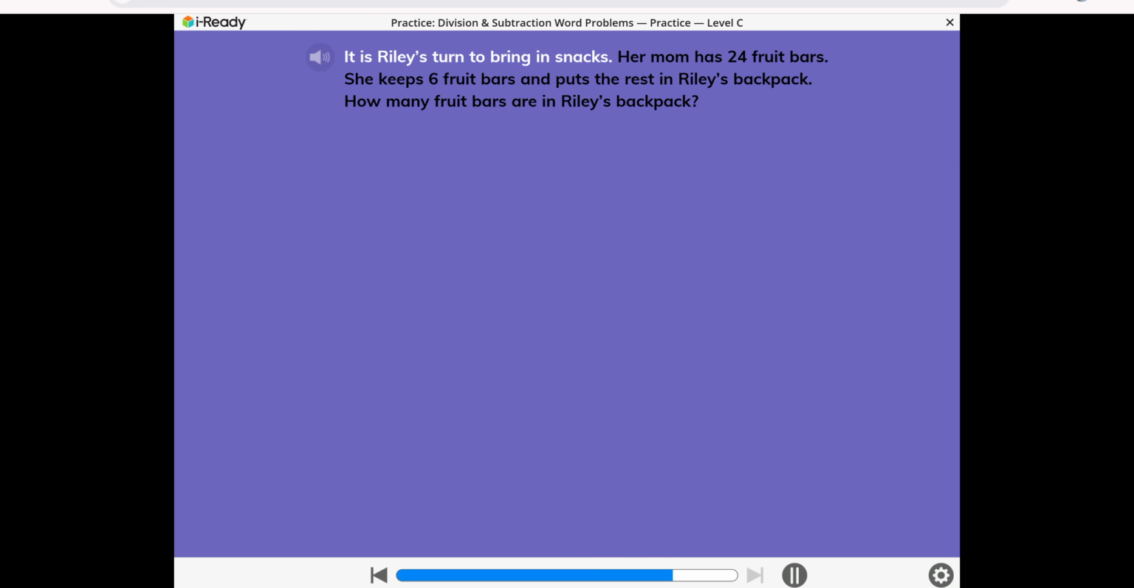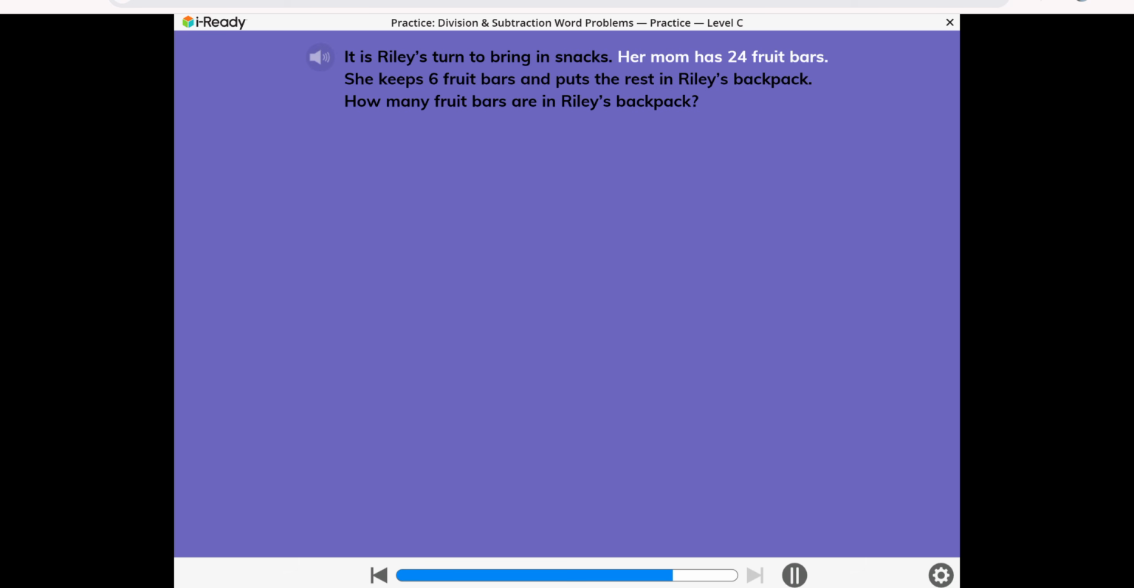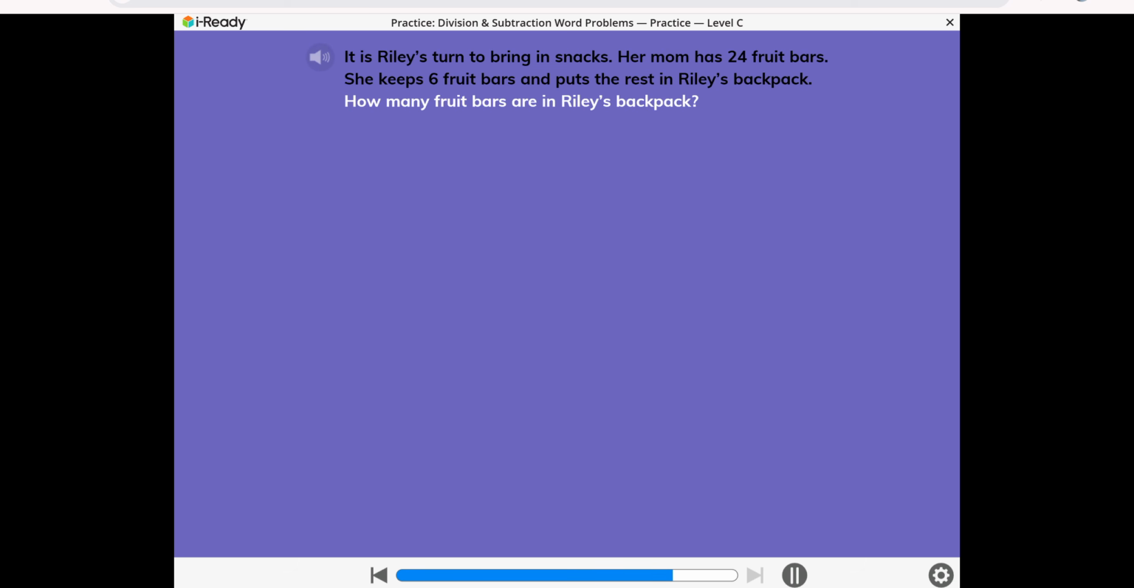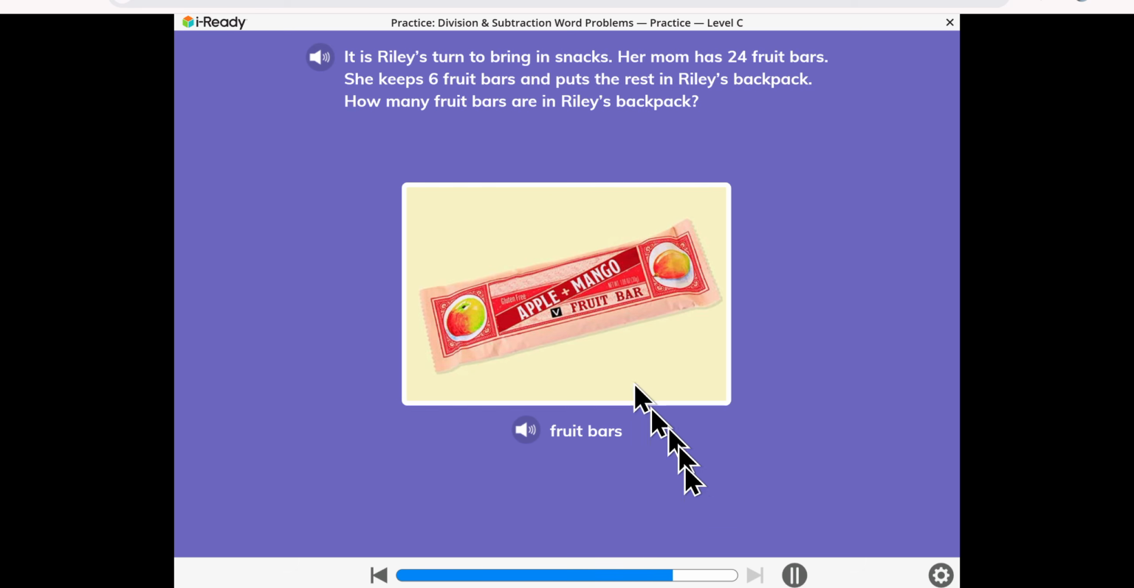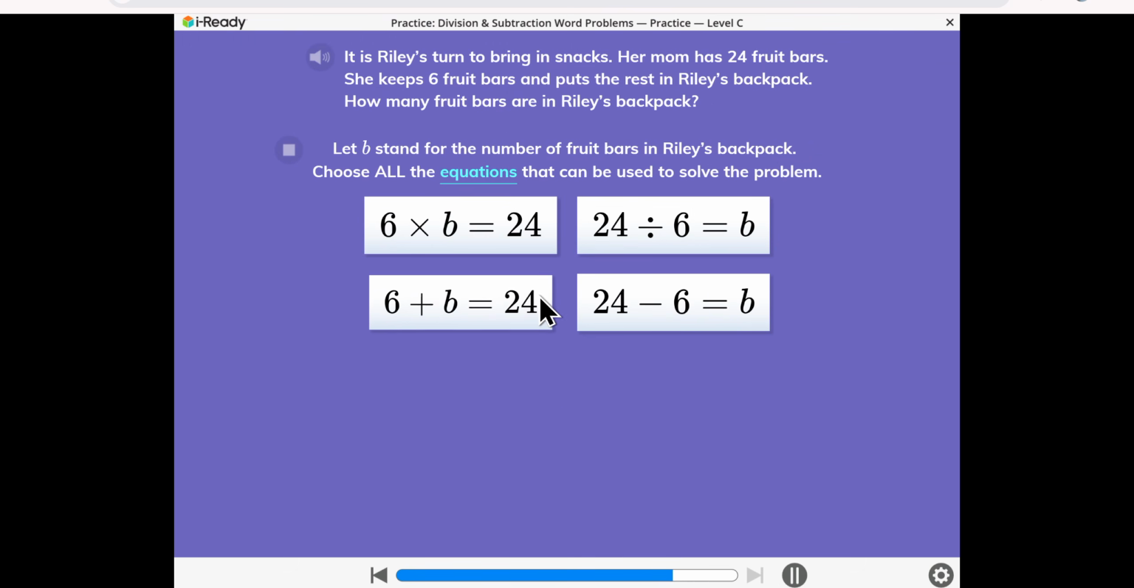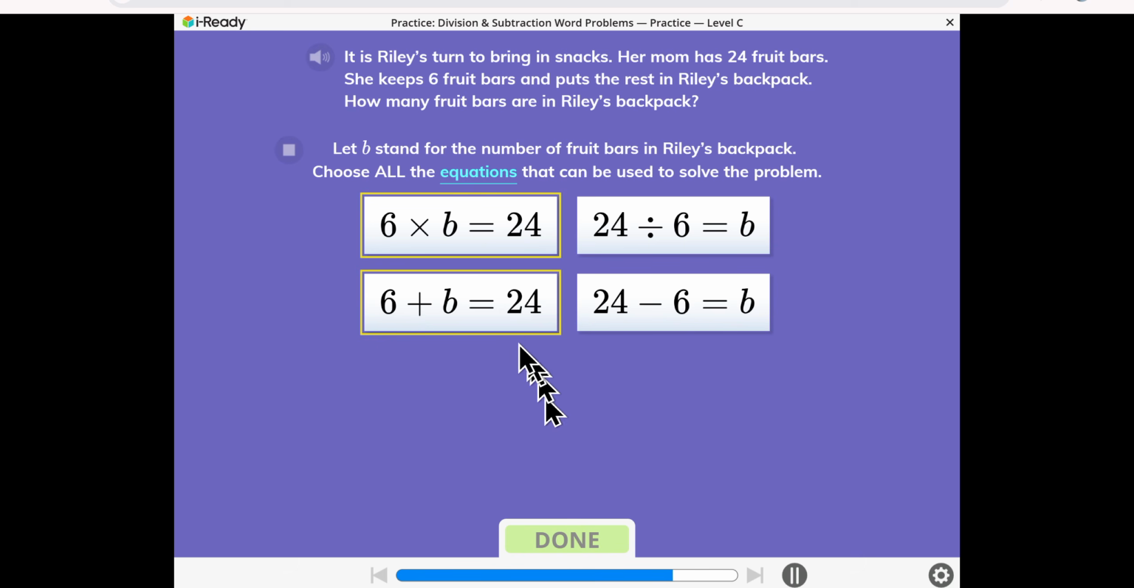It is Riley's turn to bring in snacks. Her mom has 24 fruit bars. She keeps 6 fruit bars and puts the rest in Riley's backpack. How many fruit bars are in Riley's backpack? Let B stand for the number of fruit bars in Riley's backpack. Choose all the equations that can be used to solve the problem.